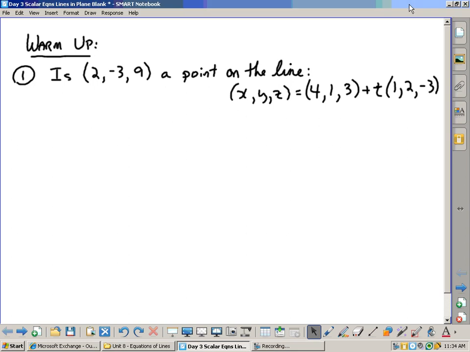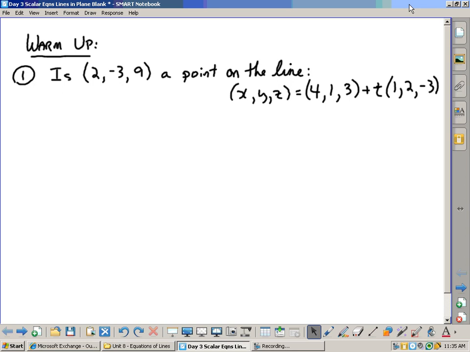Okay, we're going to start by looking at a couple of questions that we haven't been able to address in the last couple of days. More like common sense questions, but they don't fall into the titles that we had before. So now that we know what these equations of lines look like, we can ask a question like this one. Is the point (2, -3, 9) a point on the line that's given there?